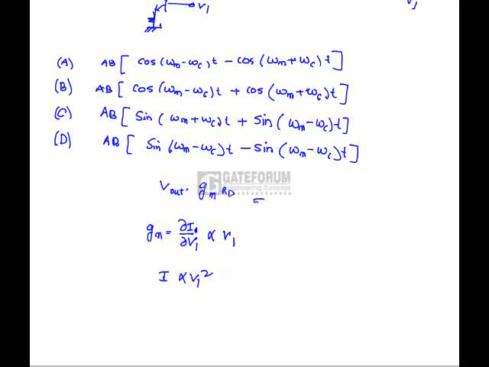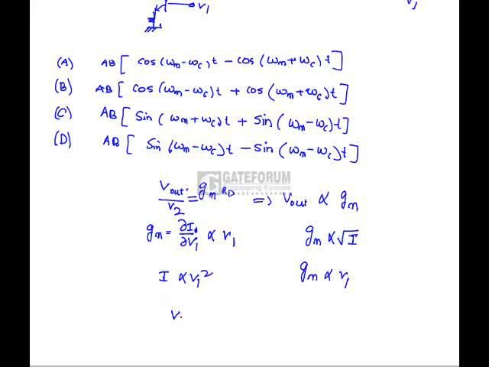Hence from this, V out is proportional to gm. gm is proportional to root I. So gm is proportional to V1. So this is V out by V2, this is the gain. Okay.